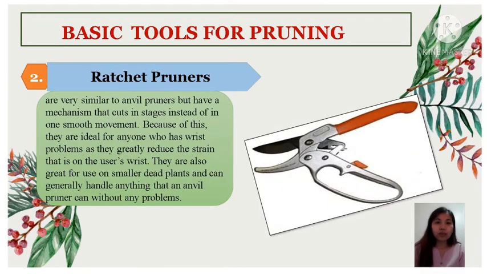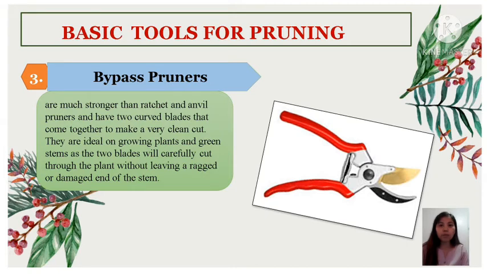Ratchet pruners are very similar to anvil pruners but have a mechanism that cuts in stages instead of in one smooth movement. Because of this, they are ideal for anyone who has wrist problems, as they greatly reduce the strain on the user's wrist. They are also great for use on smaller dead plants and can generally handle anything that an anvil pruner can without any problems. Third is bypass pruners.